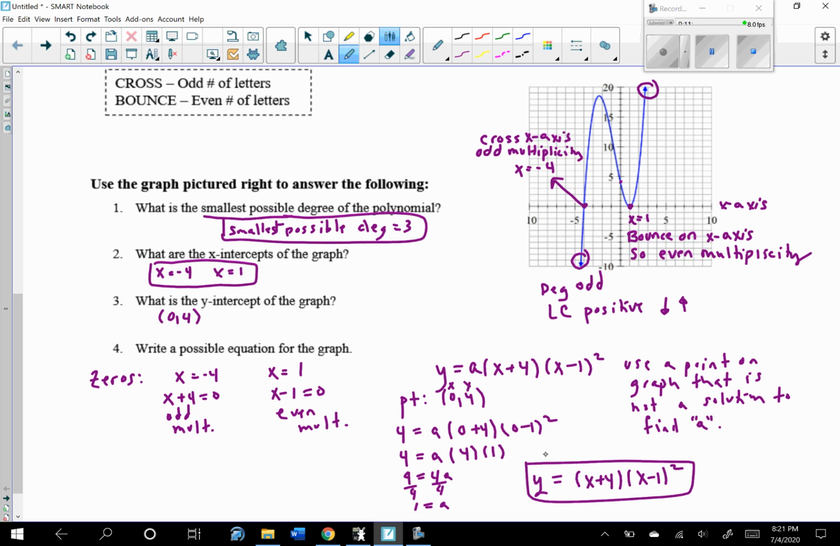Again, how did we find that? We used our x-intercepts, our solutions, and then given those, we wrote the factors. And then if we wanted to write this in standard form, we would actually have to FOIL and combine like terms, which we're not going to do right now.